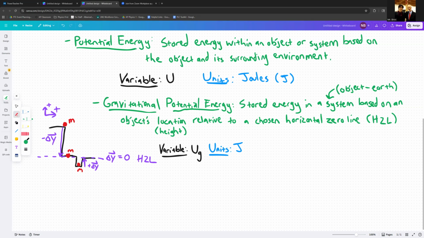It's an Atwood's machine. That's our system. And we didn't really include anything like the Earth in our systems for Unit 2. Here it's going to be pretty important what we're including, and the Earth will be one of the things that could be part of our system.